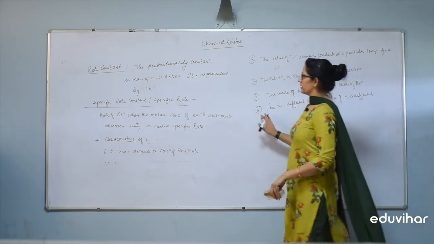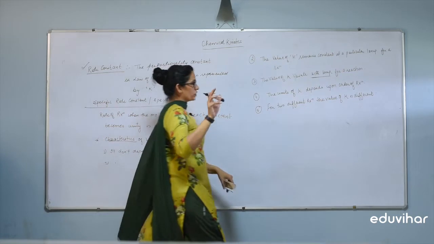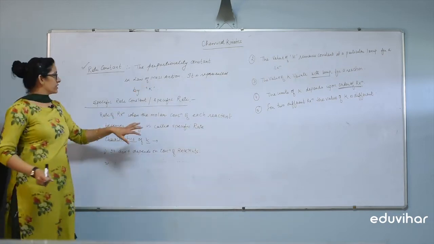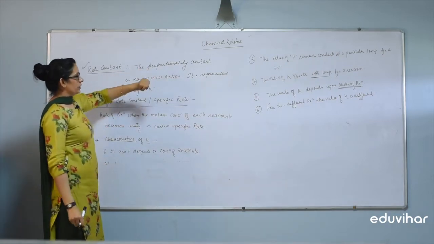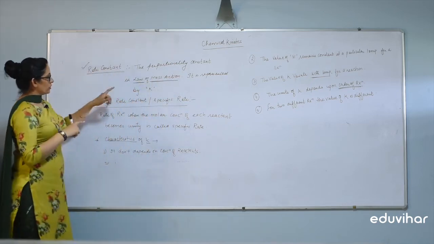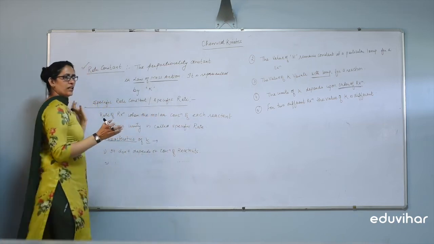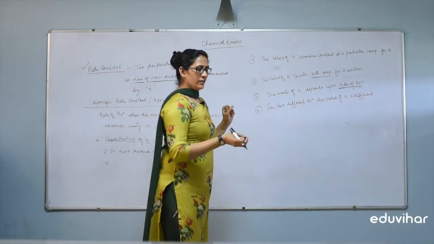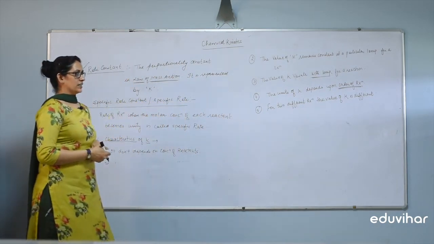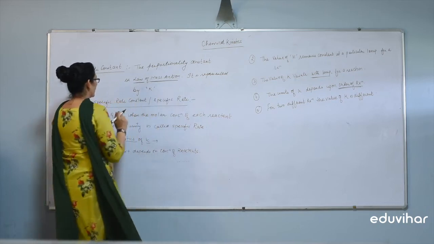So these are the characteristics, and this is the very important thing, the rate constant, because the rate constant tells us about the most important thing, that is the order of reaction. I am again repeating all these things which I have written here. The rate constant is the proportionality constant in the law of mass action. Please focus on these words. What is the law of mass action? The law of mass action states that the rate of reaction is directly proportional to the active concentration of a reactant. Active concentration is also known as the molar concentration of a reactant. It is represented by K.